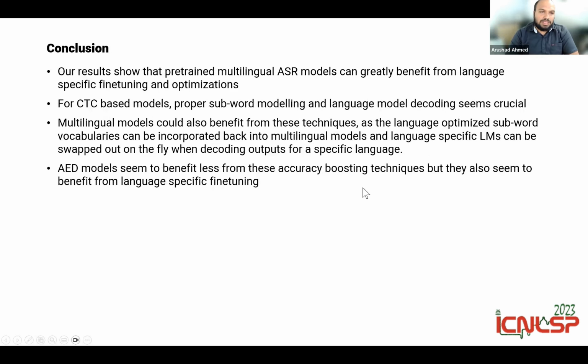So in conclusion, we can say that pre-trained multilingual ASR models can greatly benefit from language-specific fine-tuning and optimization, and especially for CTC-based models, the proposed subword modelling and language model decoding seem very crucial. Sequence-to-sequence models seem to benefit less from these accuracy boosting techniques, but they can also benefit from language-specific fine-tuning.